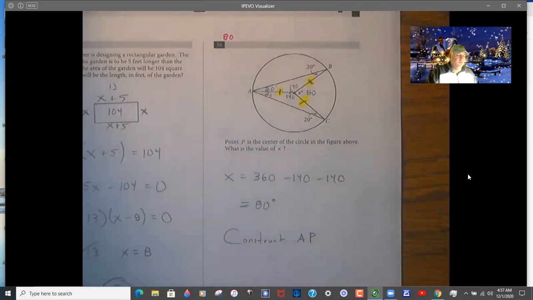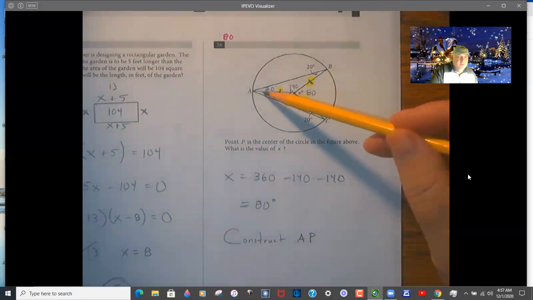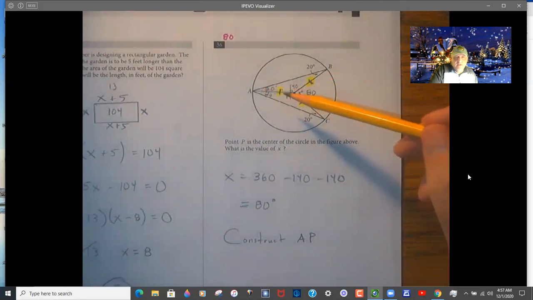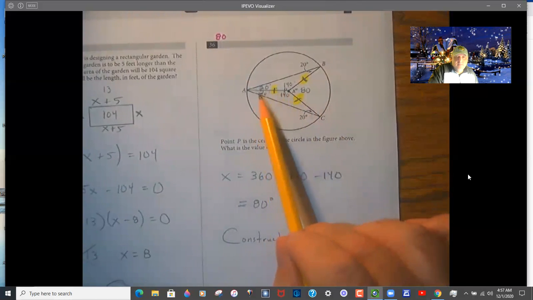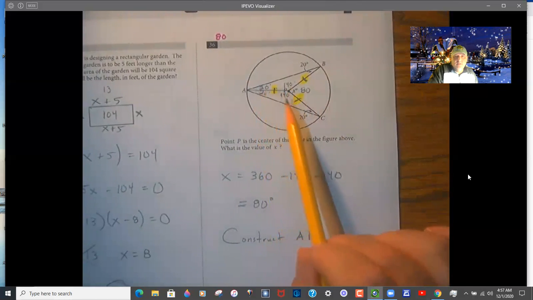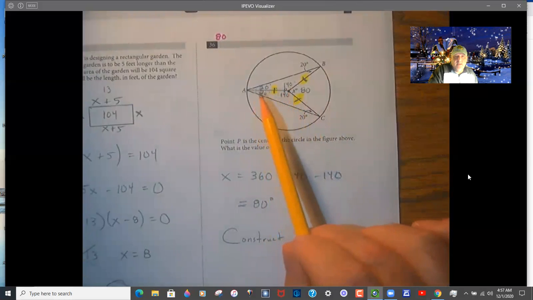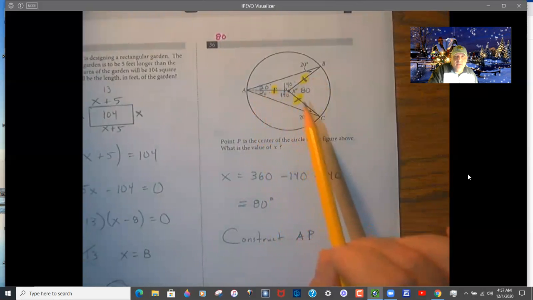Problem 36. A little bit hard, but the trick is you need to draw this line here. It's called an auxiliary line when you do that. So you put that in, and then you can do these. These are identical triangles because that's a radius, and that's a radius.